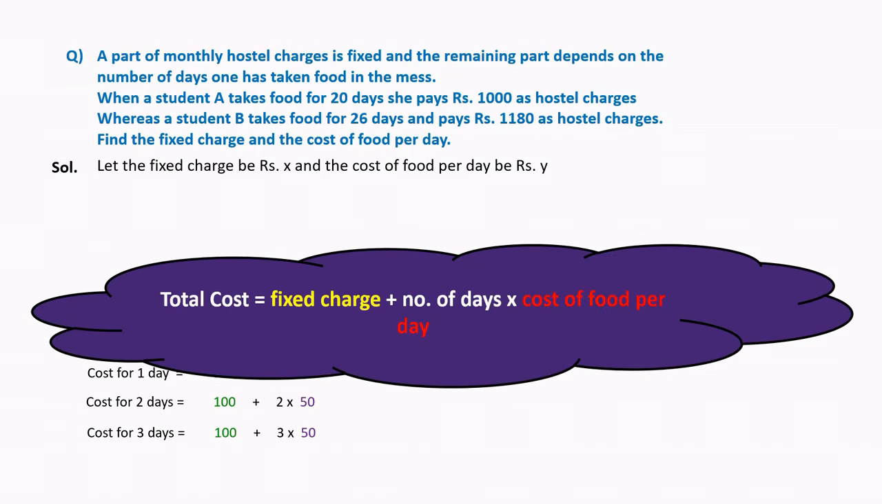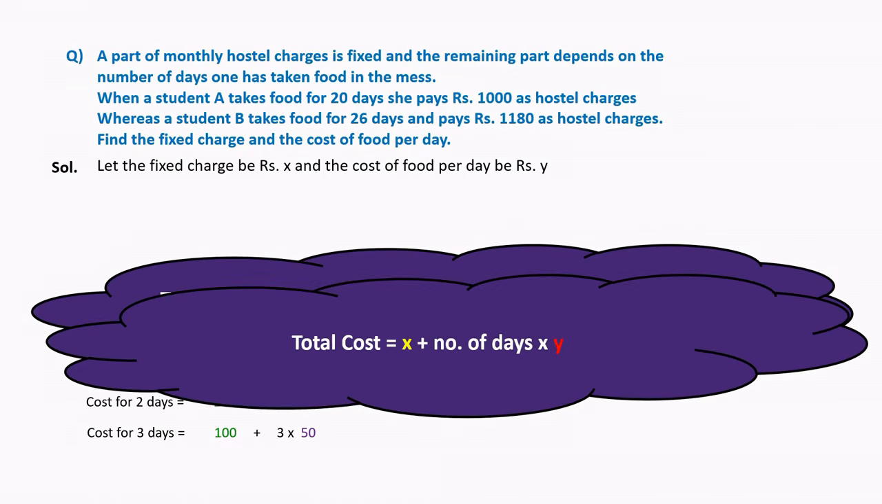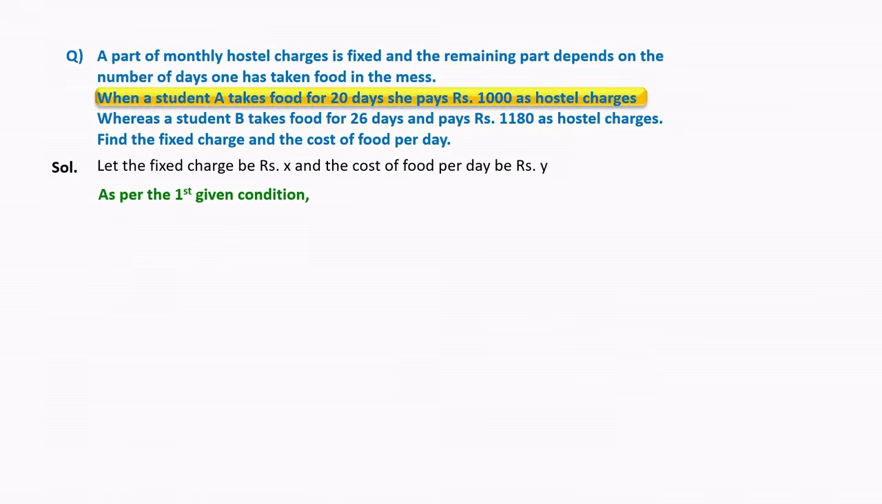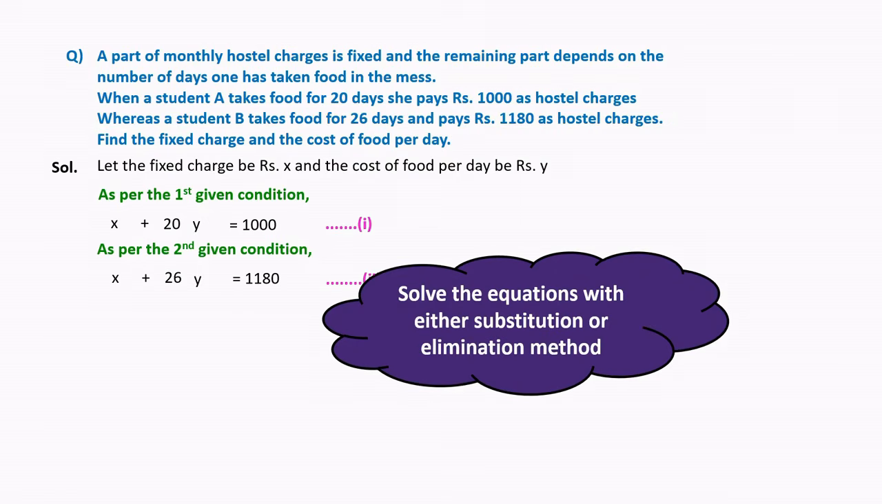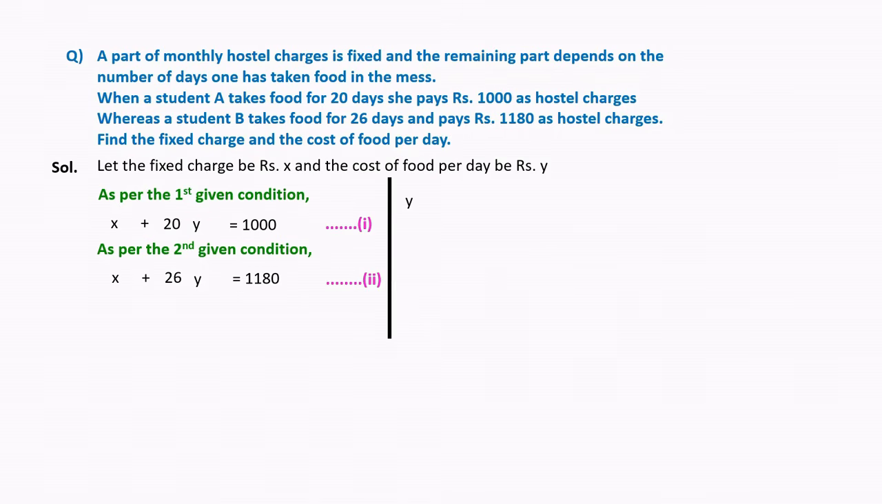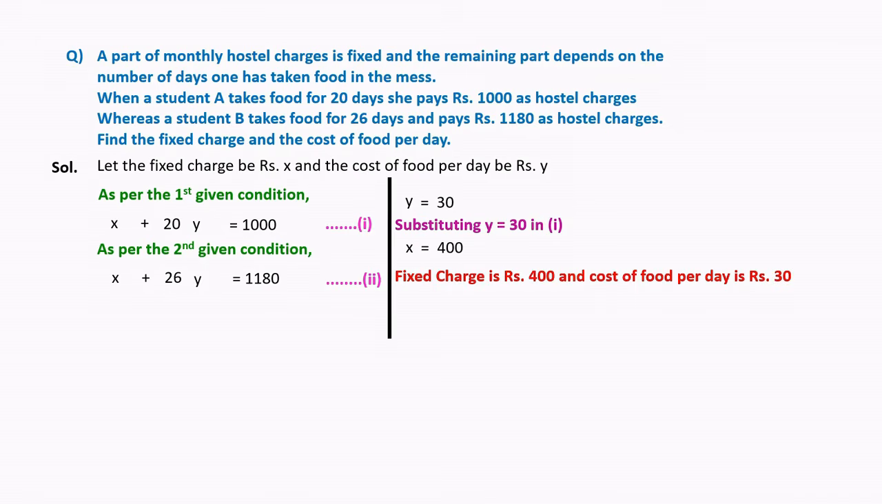Now, according to the first condition, x plus 20y equals 1000. This is equation 1. According to the second condition, x plus 26y equals 1180. This is equation 2. Now, solving the equations using elimination method, we get y equals 30. Substituting y equals 30 in equation 1, we get x equals 400. Therefore, the fixed charge is rupees 400 and the cost of food per day is rupees 30.